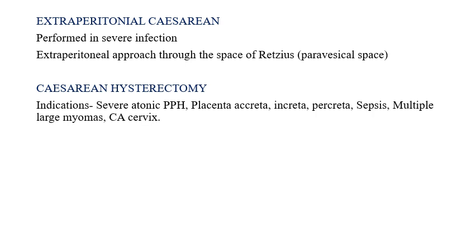There is a term called extraperitoneal cesarean section, which is performed in severe infection, where our approach is extraperitoneal through the space of Retzius, that is the paravesical space. What is cesarean hysterectomy? Sometimes we need to perform hysterectomy during cesarean section. Indications are in case of severe atonic postpartum hemorrhage, then placenta accreta, increta or percreta, presence of sepsis, multiple large fibroids or presence of carcinoma cervix.